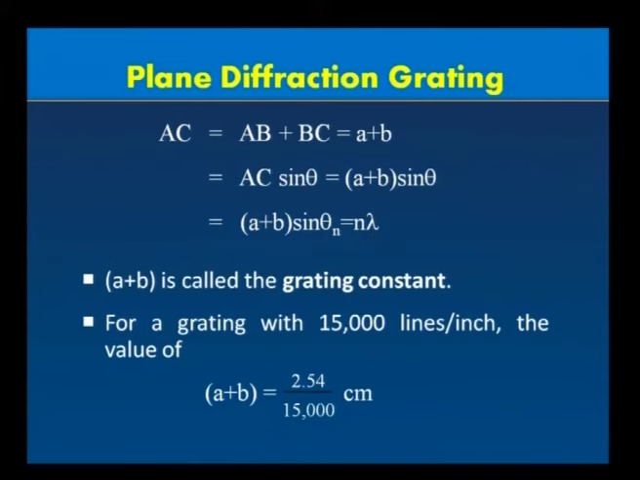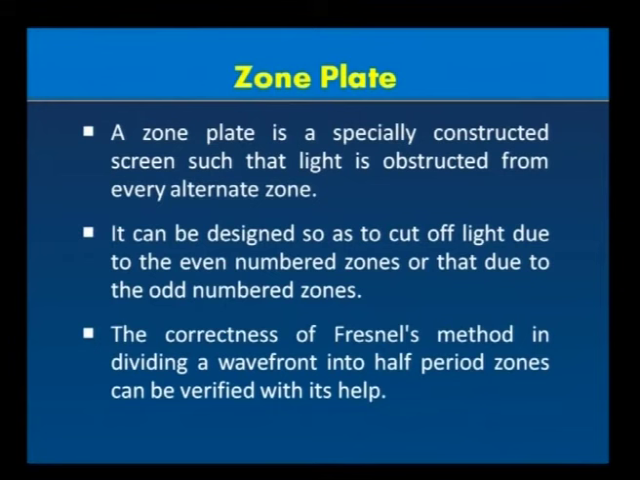So, what is the use of the transmission grating? The transmission grating acts like a prism. You get all the colors for white light. The wavelengths of the various colors can be determined using the transmission grating. The formula to be used in this case is given here. Okay, let me now pass on to the next part, the zone plate.